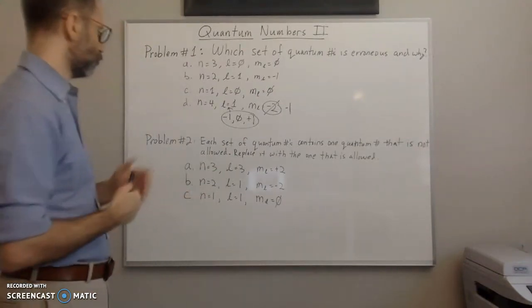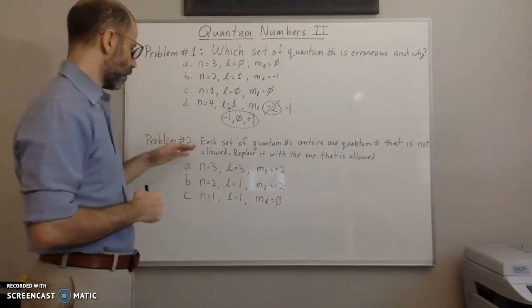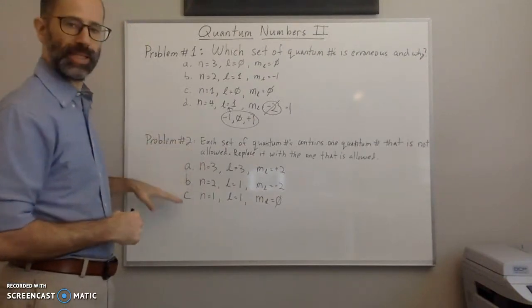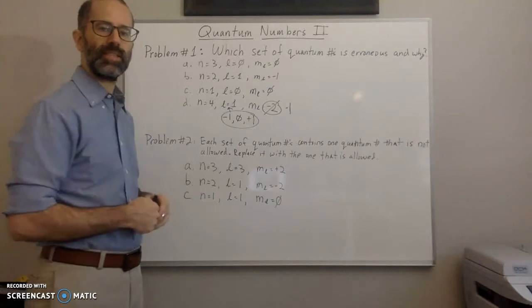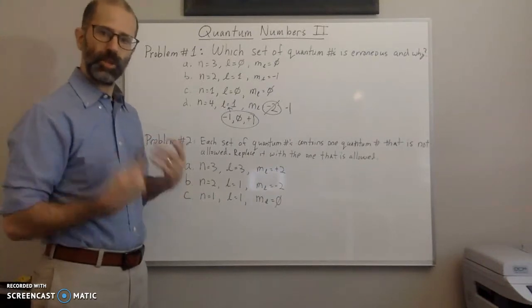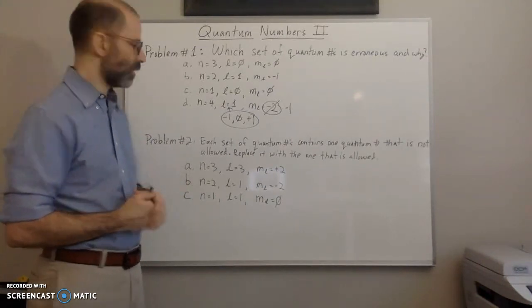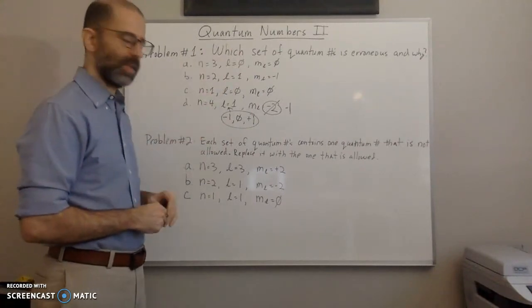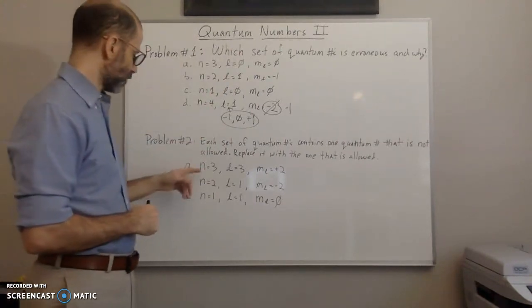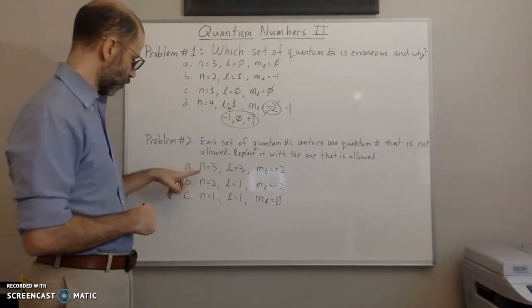So problem number 2 is similar. Here they're giving us 3 sets, but in each of these sets something is wrong. So we have to find the mistake and fix it. Again, it's going to be very much like this. Each of these is going to have a mistake. So where's the mistake here?